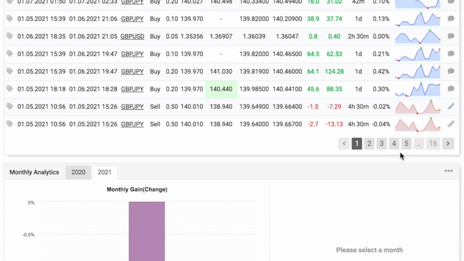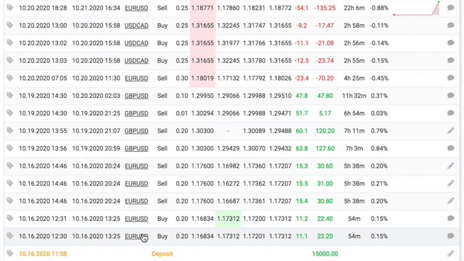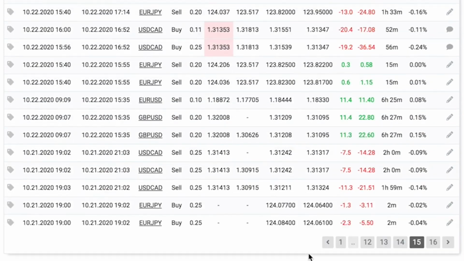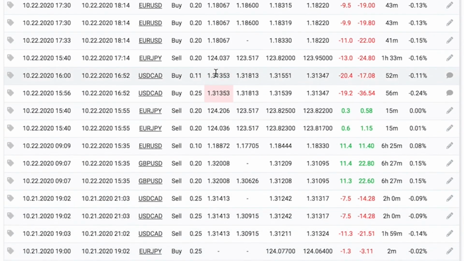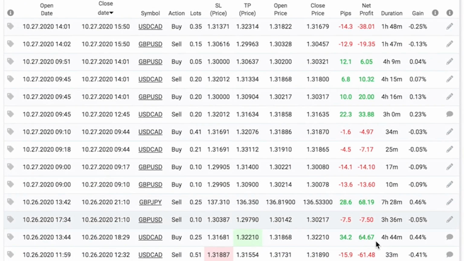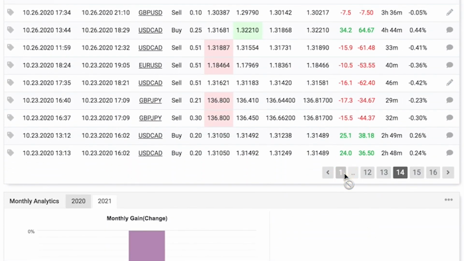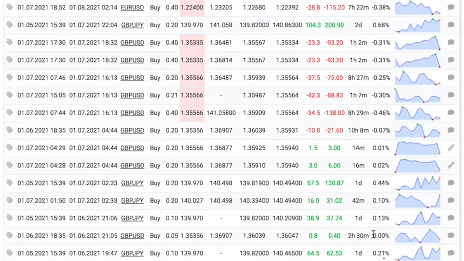Okay, let's have a look at the history as well. Let's go back to page 16, when he first joined. It was, yes, on the 16th of October. Let's have a look at the lot size, 0.2, 0.25. So he didn't go full lot on each and every trade he placed. He was keeping his lot size at around 0.2, 0.1 as well, we can see. Okay, good.